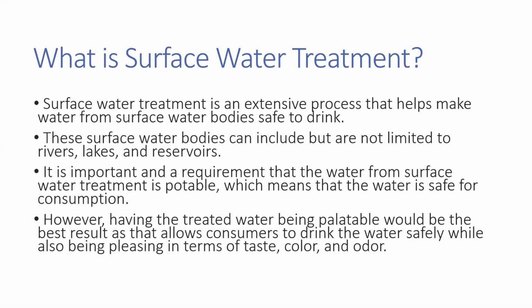What is surface water treatment? Surface water treatment is an extensive process that helps make water from surface water bodies into safe drinking water. These surface water bodies can include, but are not limited to, rivers, lakes, and reservoirs. It is important and a requirement that the water from the surface water treatment is potable, which means that the water is safe for consumption. However, having the treated water be palatable would be the best result, as that allows consumers to drink the water safely while also being pleasing in terms of taste, color, and odor.